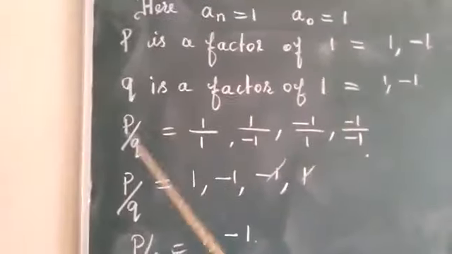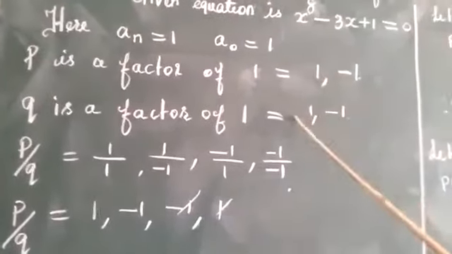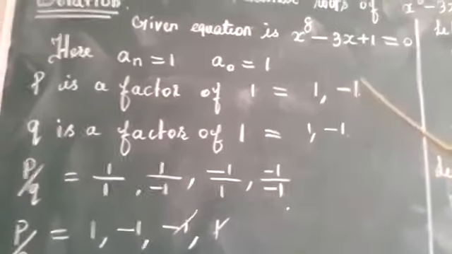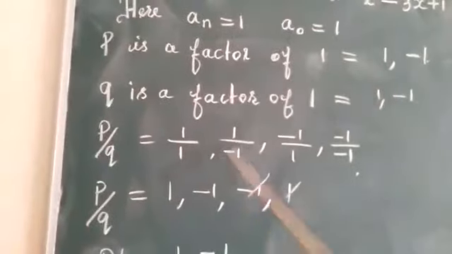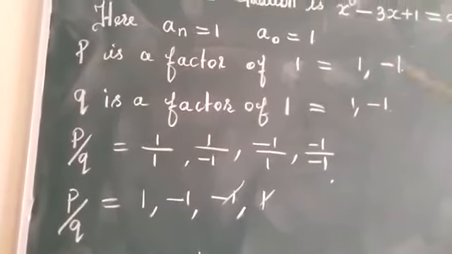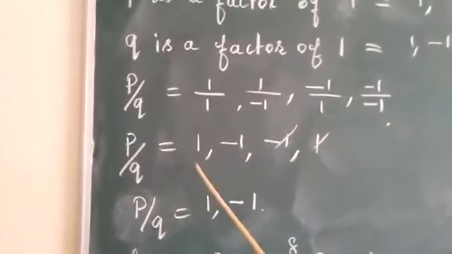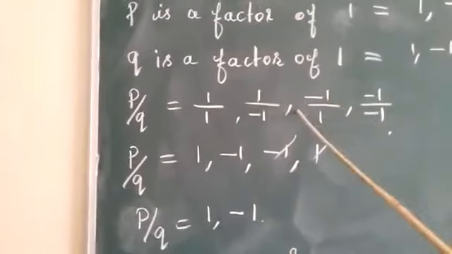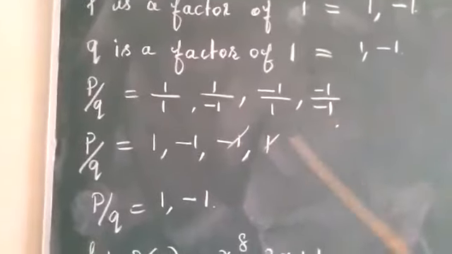Next we are trying to find out p by q. Now 1 has to be divided by all the numbers, and minus 1 has to be divided by these two numbers. So 1 by 1 is 1. 1 divided by minus 1 is minus 1. Minus 1 divided by 1 is equal to minus 1. Minus 1 divided by minus 1 is 1.